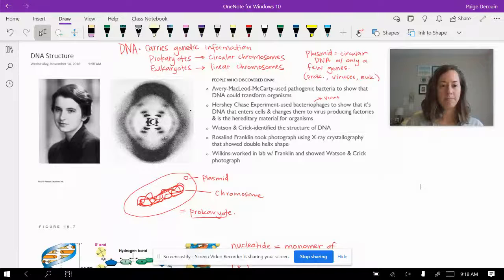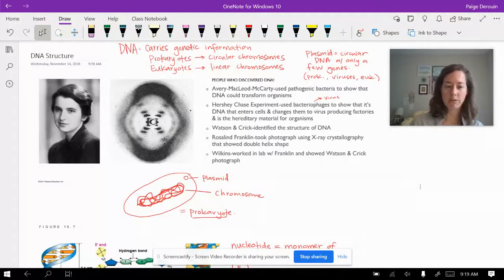Up at the top is just some general information about DNA. It is a little bit different in prokaryotes versus eukaryotes. In prokaryotes, there are circular chromosomes. And in eukaryotes, like us, we have linear chromosomes or X-shaped if it's after DNA replication. And then there are also plasmids, which are small circular units of DNA that are found mostly in bacteria, but also can be found in viruses and eukaryotes as well. They're really small units of DNA that have only a few genes. They're really important for bacteria to pass antibiotic resistance and other traits to one another.